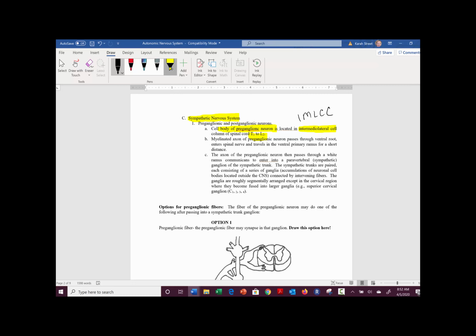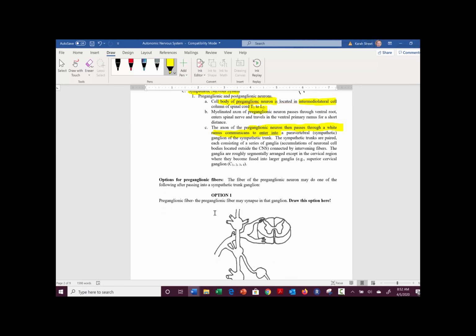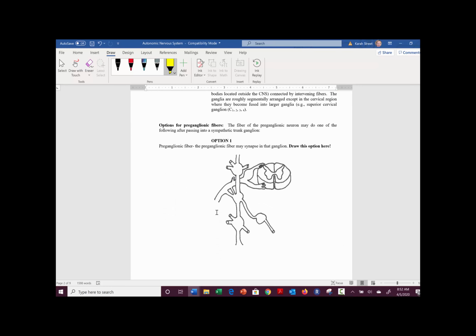So the preganglionic fiber has the option of going through a white ramus communicans. I'll remind you that the preganglionic neuron is myelinated. The postganglionic neuron is not myelinated. So let's go through one option for preganglionic fibers. And here we have option 1. The preganglionic fiber may synapse in that ganglion. So what does that look like?